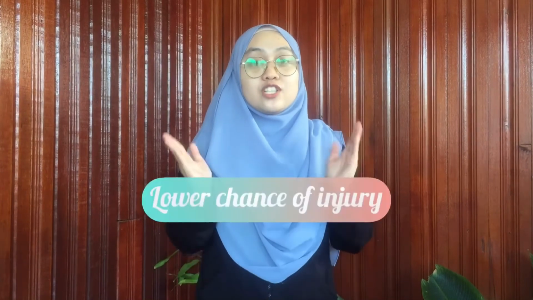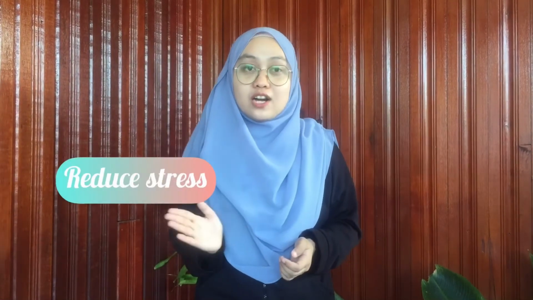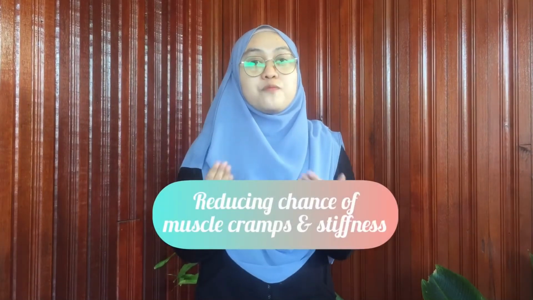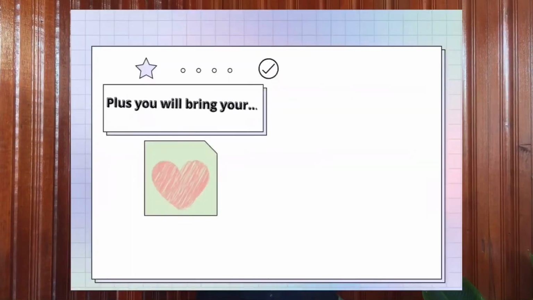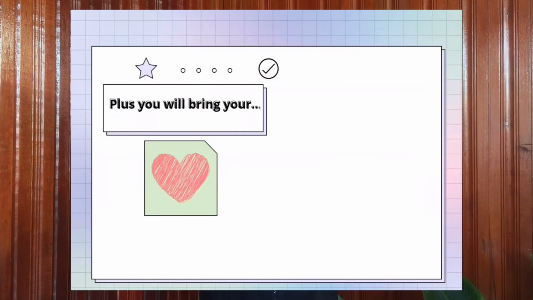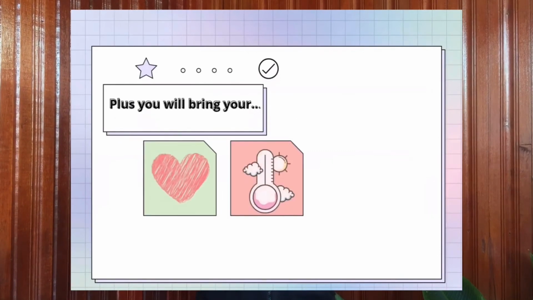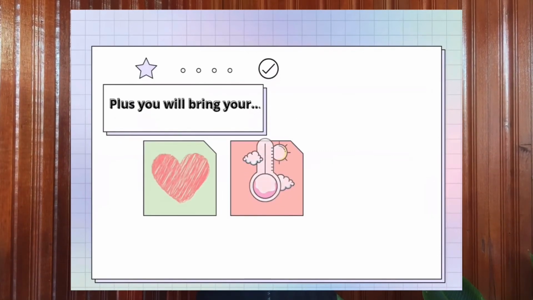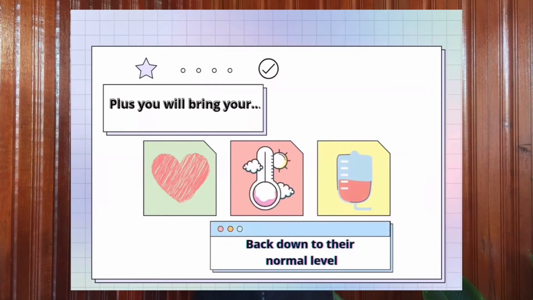I will share with everyone about cool down for the sprint event, 100 meter. Cool down exercises and stretches can help lower your chance of injury, promote blood flow, reduce stress to your heart, and reduce the chance of muscle cramps and stiffness. Plus, you will bring your heart rate, body temperature, and blood pressure level back down to their normal level.